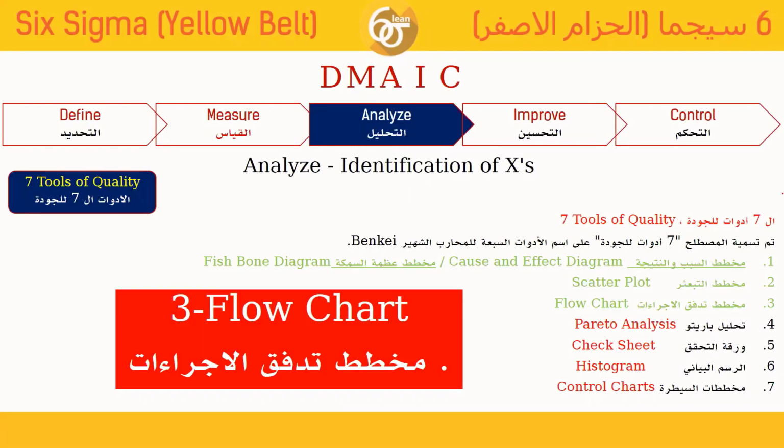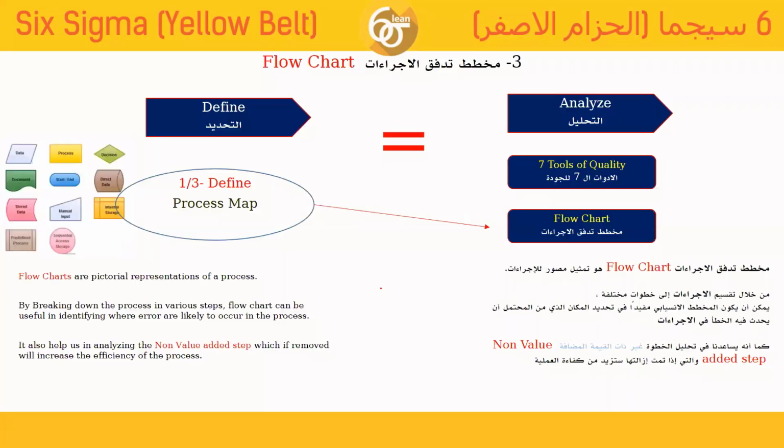Secondly, or third, number 3, we have flow chart. Flow chart, I think we discussed before. Flow chart is basically a process map. So it's the same. The process map, the flow chart, it's the same thing. We have one thing, but it has two names.